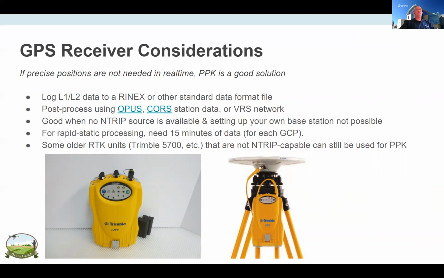The downside to that is that you have to log about 15 minutes worth of data at each GCP in order to PPK process. You can post-process using an online service called OPUS, Online Positioning User Service, something like that, or acquire data from the CORS network, which is continually operating reference stations, which are always logging. You obviously want to pick a station that's nearby you. We'll talk about that in a minute. But in any event, some of these older GPS units that can't take real-time corrections via NTRIP can still be used for PPK.